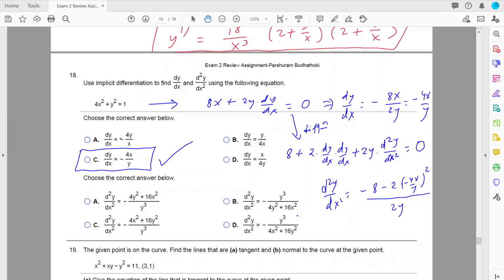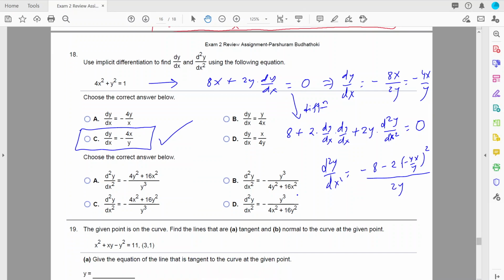So now you just have to simplify this. There is a 2 factor in 8, there is a 2 already, and there is a 2 here, so you can cancel out that 2. So eventually it will be negative 4. This negative 4 times 4 is 16 x squared over y squared, divided by 2y.